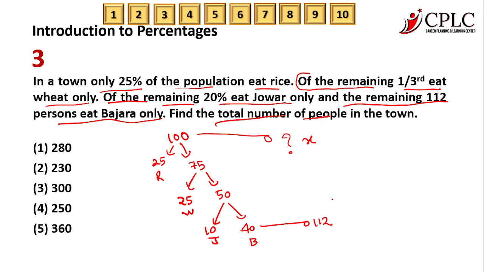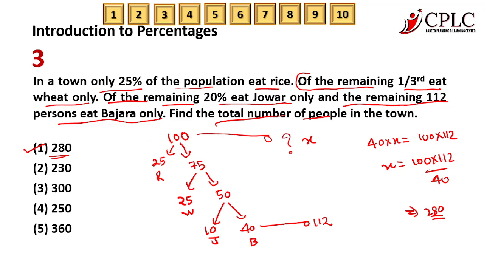Cross multiply. You will get your answer in one step only. And that's the best part. So we can do 40 into x is equal to 100 into 112. So to find out x, 40 goes on that side. When you do that, you get the answer as 280. So there are 280 people in the town as a total, which is option 1 for question number 3.